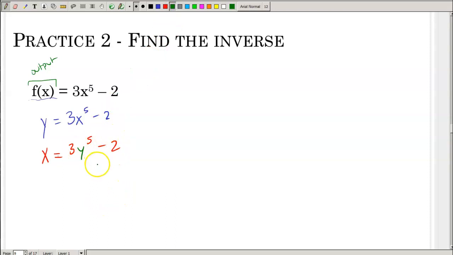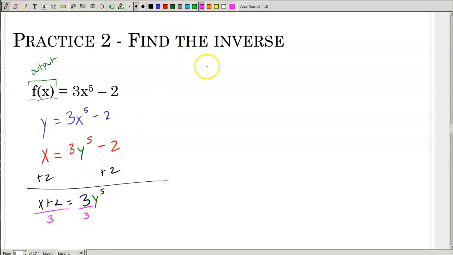But I'm going to go ahead and solve for y, so that will cause me to do the opposite, the inverse, or the reverse order of operations. So I'm going to add 2 to both sides. I'll get x plus 2 equals 3y to the 5th. And then if I'm getting y by itself, then I'm going to divide by 3. So then divide by 3.